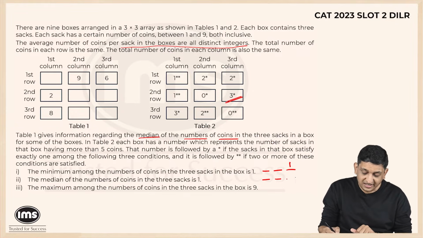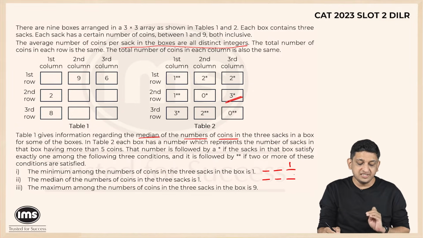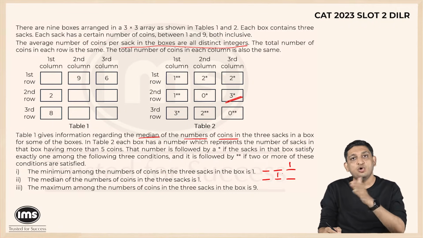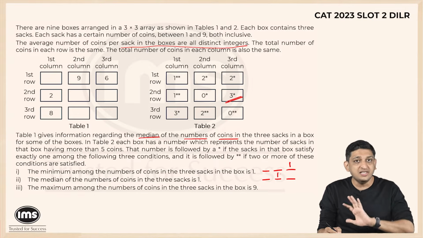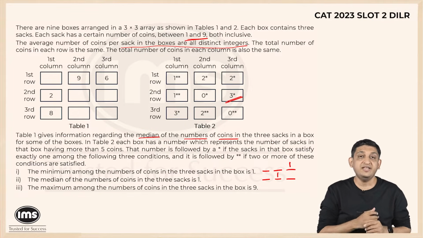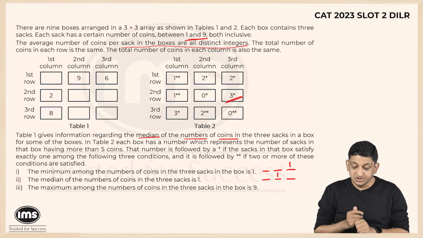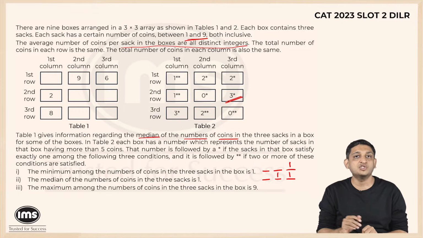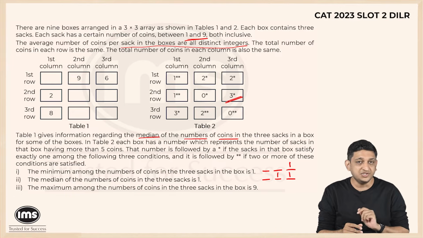Second condition tells us that the median of the numbers of coins in the 3 sacks is 1. Now if the median is 1, what can we say about the lower value? There cannot be 0 coins in any of the sacks because each sack has a certain number of coins which is between 1 and 9, both inclusive. So this means that if this is present, automatically I know that the minimum will also be 1. The maximum can be more than that, but the minimum will definitely be 1. So that is what I know.